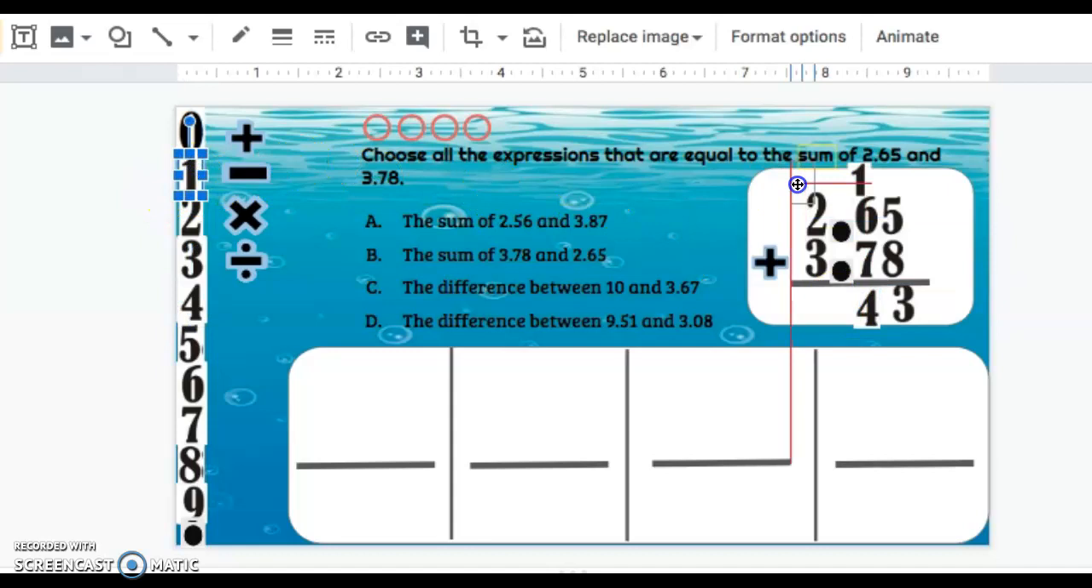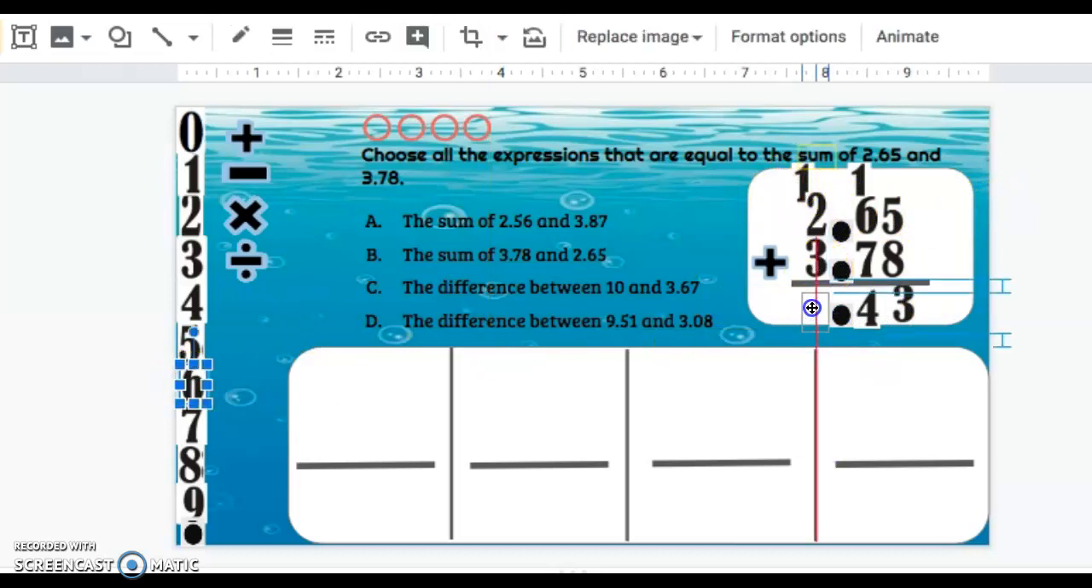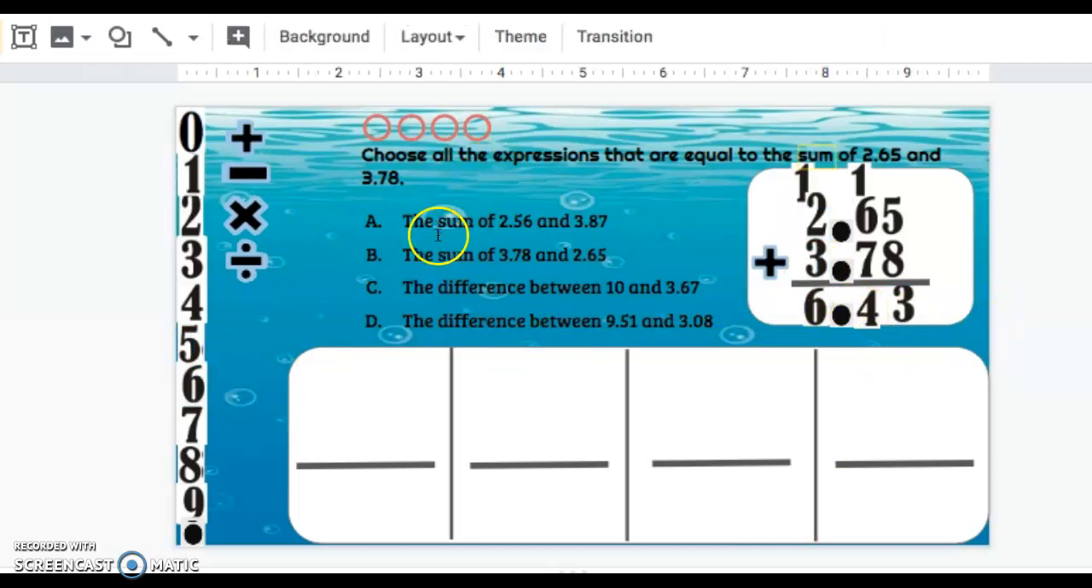Now I forgot to drop down my decimal point before I started adding, so I'm going to add it in now, but please make sure you do that so you don't lose track of where that decimal point goes. 2 plus 1 is 3. 3 plus 3 is 6, so you're going to put your 6. So you have 6 and 43 hundredths. So what we're looking for is the answers of these 4 questions to equal 6 and 43 hundredths. If it does not equal that, we will not be picking it.